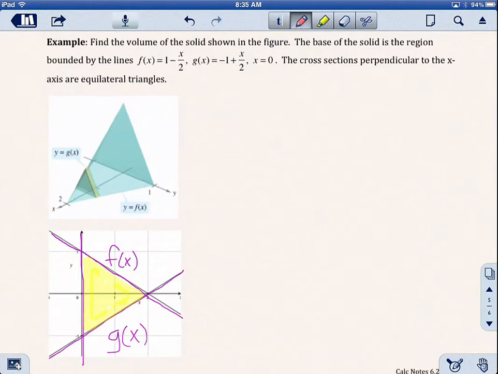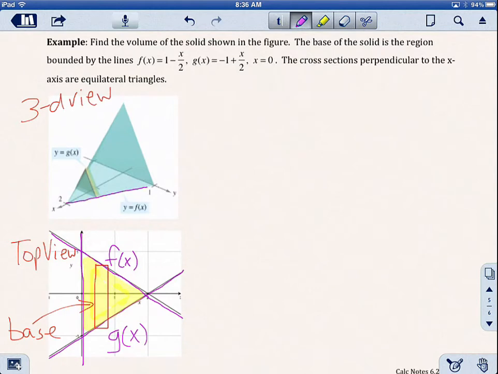of our solid. And I like to draw my representative rectangle on this base because this is going to end up being part of our formula. So this is actually the base of that equilateral triangle. And what we're looking at here is the top view. Up here is our 3D view. And you can see the base that we just drew is down here.